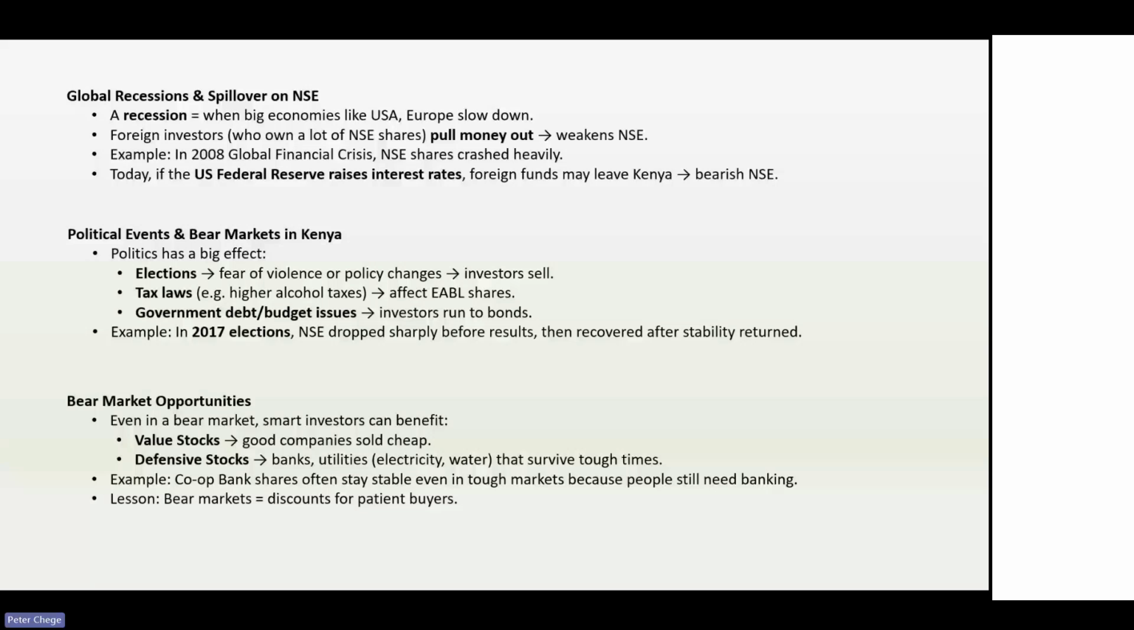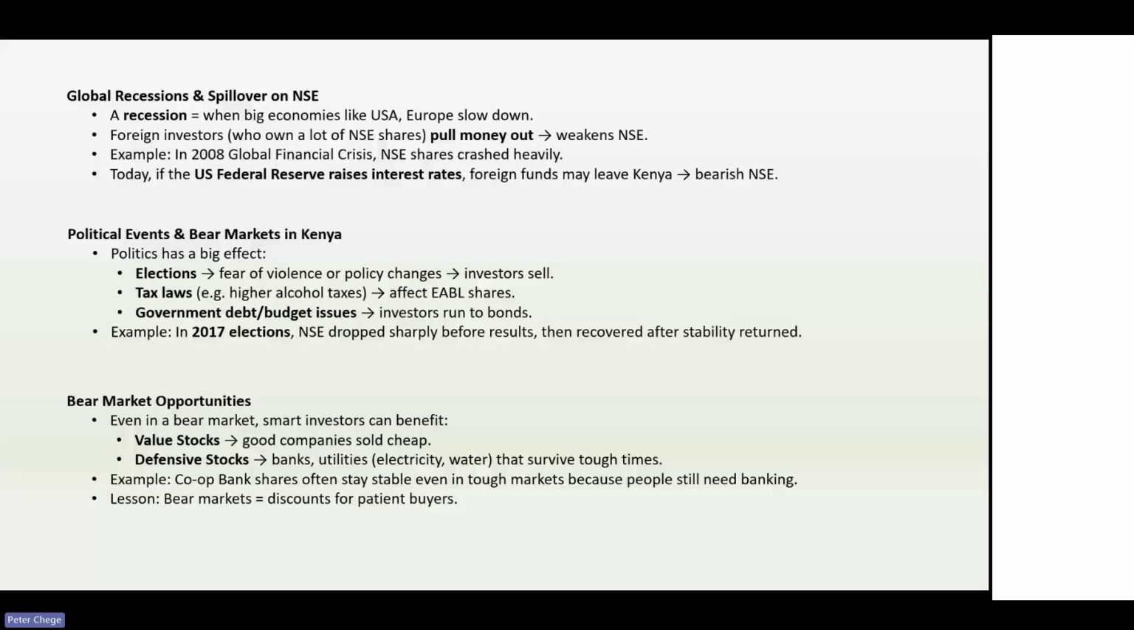Then during a bear market, always have defensive stocks. Defensive stocks are those stocks that survive tough times. One of them is banks. And I've always said, bank stocks give dividends, apart from Housing Finance. All the others give dividends. Why? Banks will always make money irrespective of the economy. They have loans which we are servicing. They have people who are depositing money, and they are charging fees. So you find they are really not affected.